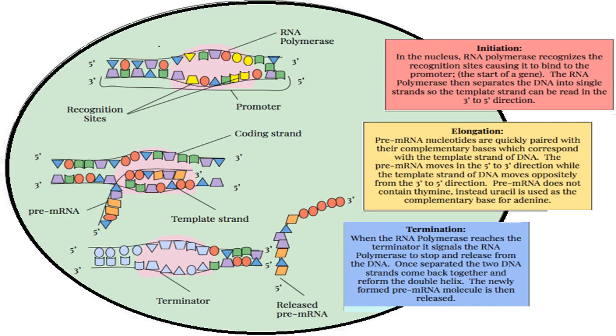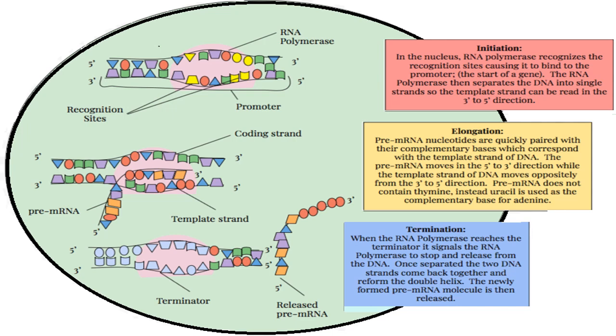DNA. The pre-mRNA moves in the 5' to 3' direction, while the template strand of DNA moves oppositely, from the 3' to 5' direction. Pre-mRNA does not contain thymine. Instead, uracil is used as the complementary base for adenine.